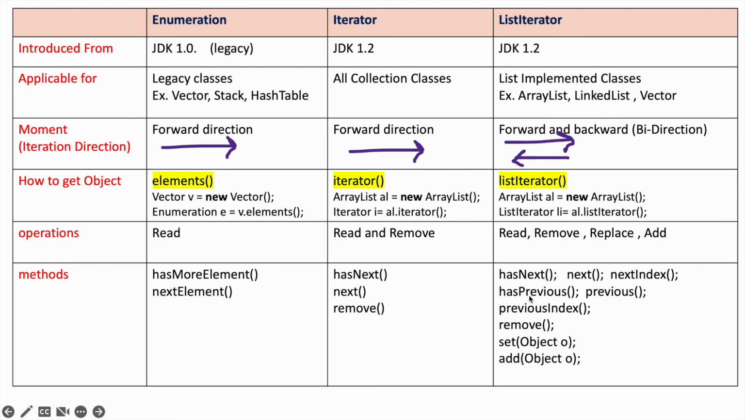So these are the main differences between Enumeration, Iterator and ListIterator.